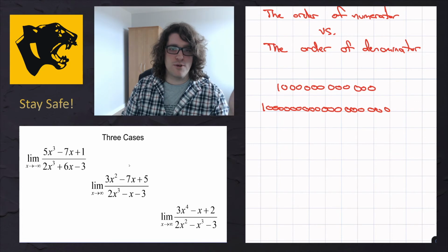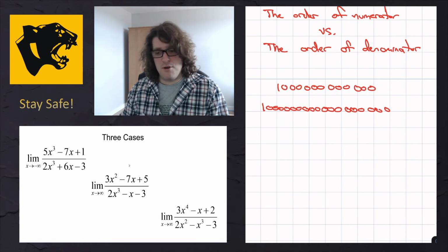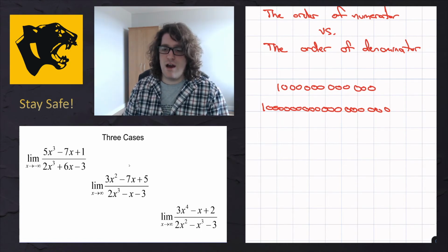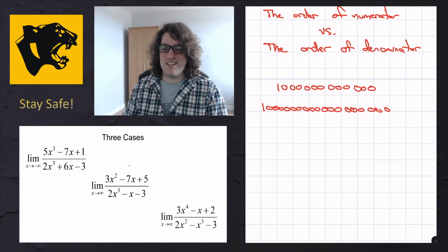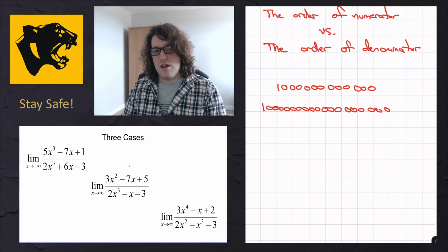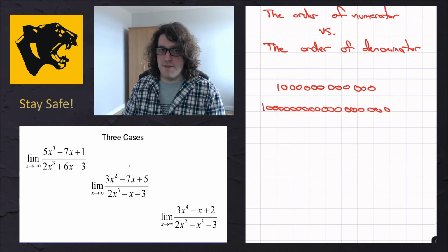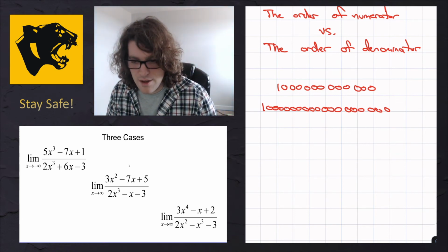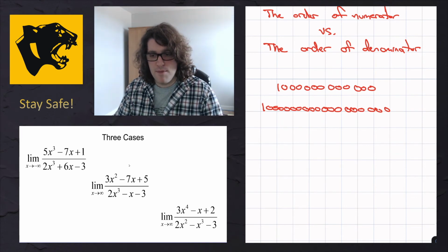So the first one always approaches the ratio, the second one always approaches 0, and in the third one, the numerator is the one that's winning. It has the highest order of x. So it is going to just get so extremely large that when you do the division, it's still approaching an infinitely large value. So we're going to get something like positive infinity or negative infinity, depending on the signs that are involved here. In the bottom right example, divide everything by x to the 4th power. That would end up giving you 3 minus 1 over x cubed plus 2 over x to the 4.